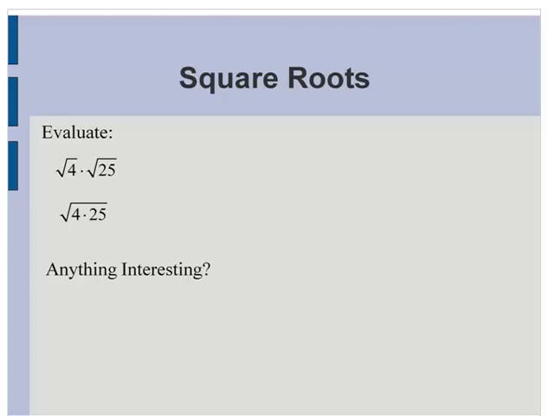All right, so let's look at something interesting here. Say we wanted to evaluate the square root of 4 times the square root of 25. Well, the square root of 4 is 2, the square root of 25 is 5, and 2 times 5 is 10.